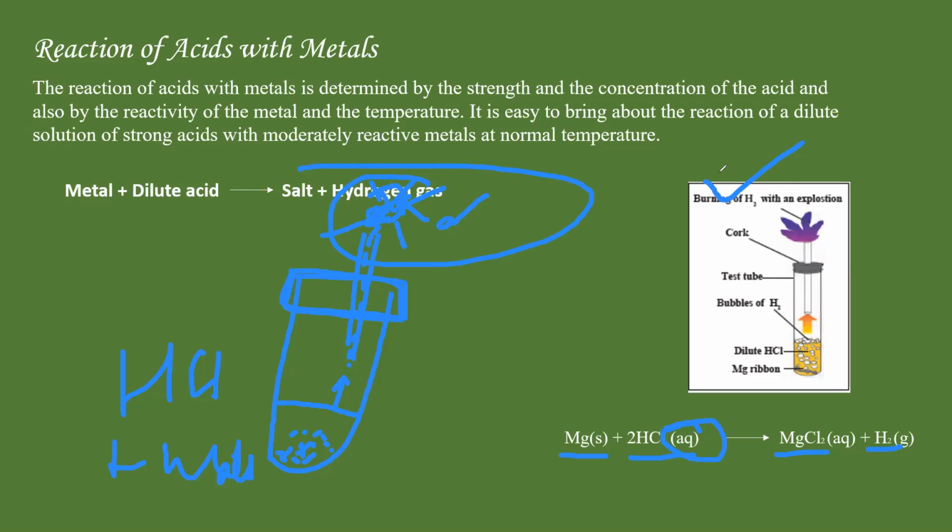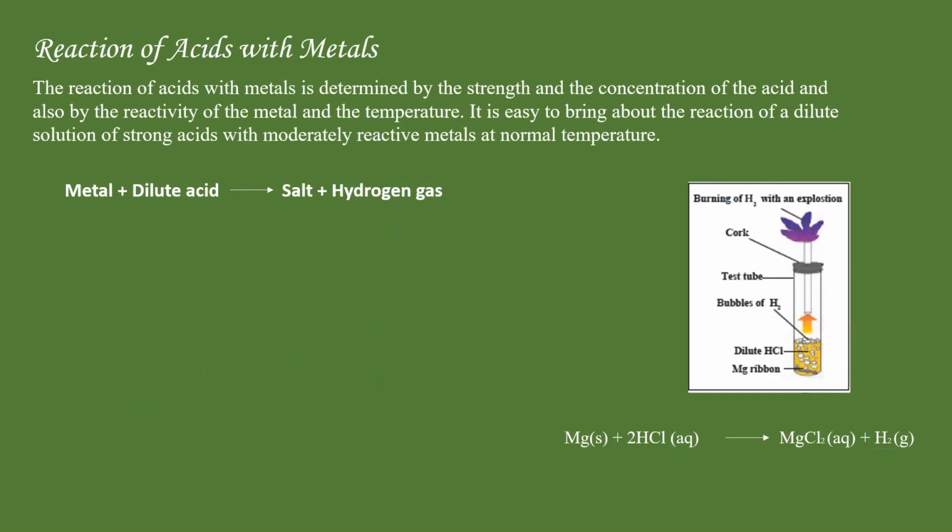So if you look at this diagram over here, you can see that you have put magnesium ribbon into this and dilute HCl is over here. Hydrogen gas will escape, and you can hear the pop sound like this over here. And the magnesium chloride, the salt, is going to get dissolved in this solution. So this is how a reaction of acids with metals happens.